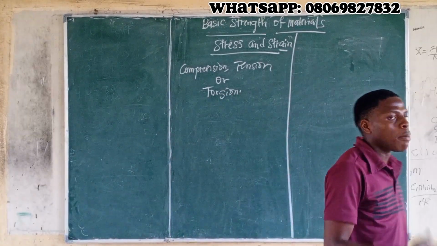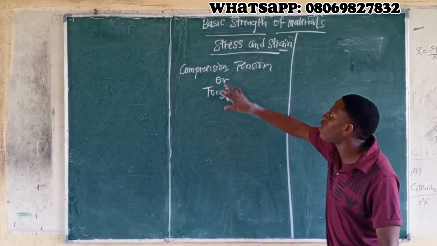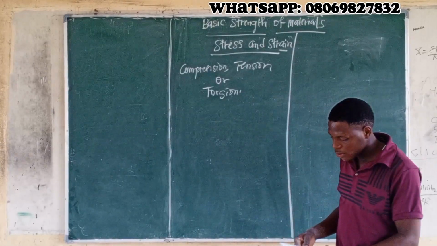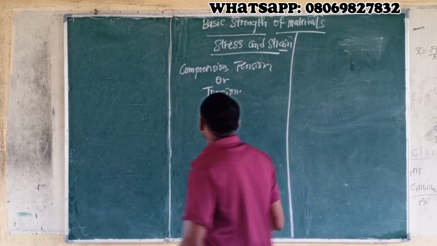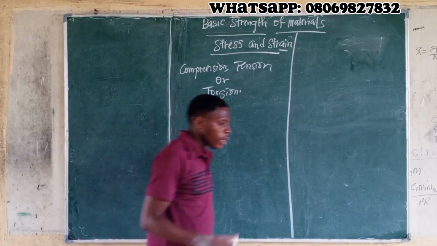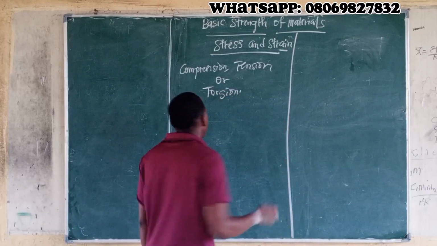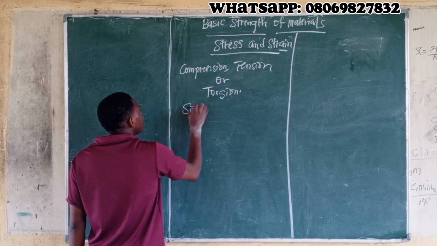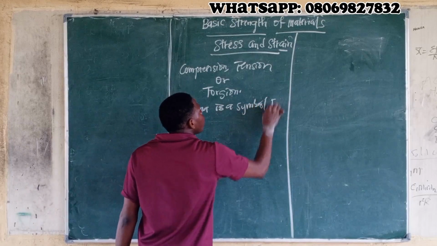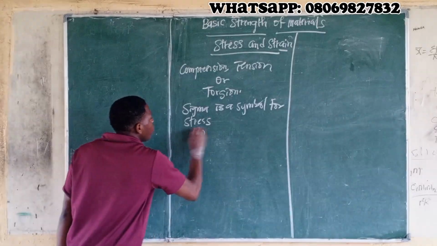These external forces might be applied to an object for that object to move through a certain distance. So when an external force is applied to an object, what do we know it as? Stress. And we said stress is force per unit area. Stress is represented by a symbol called sigma. So sigma is a symbol for stress.